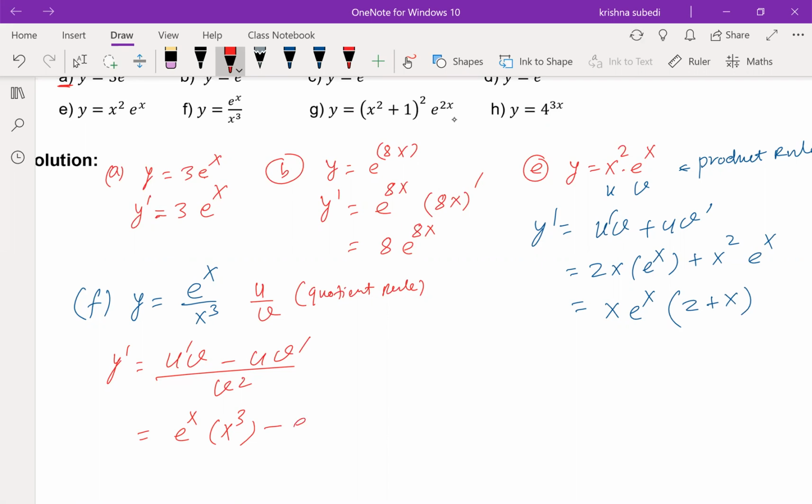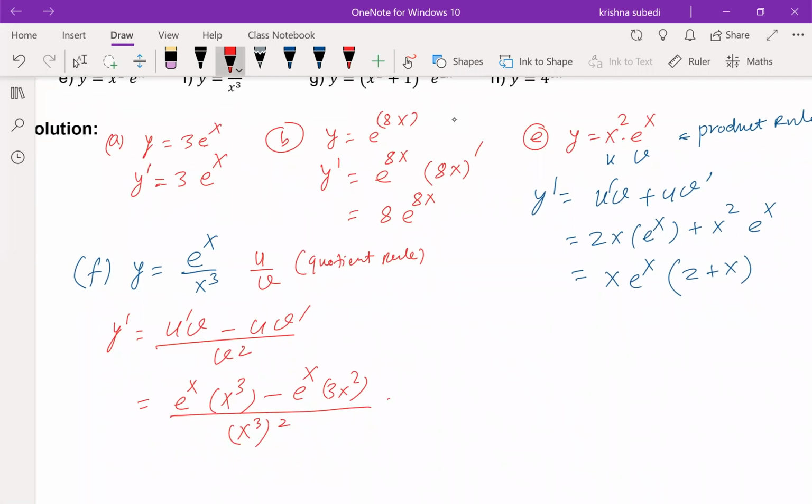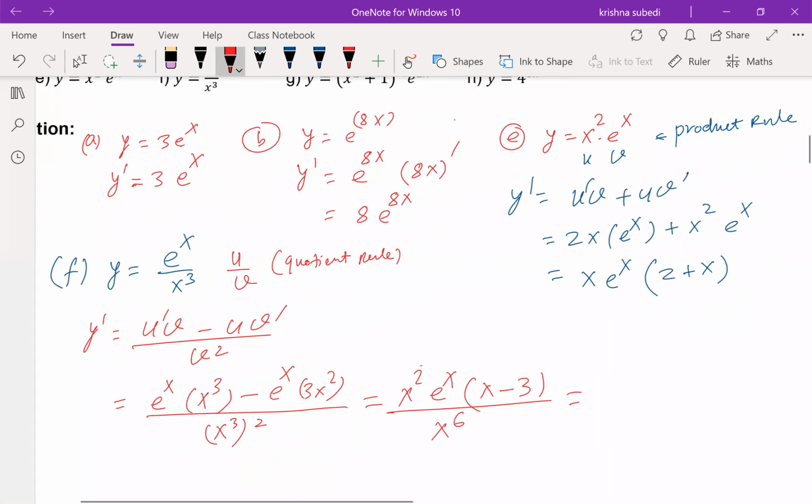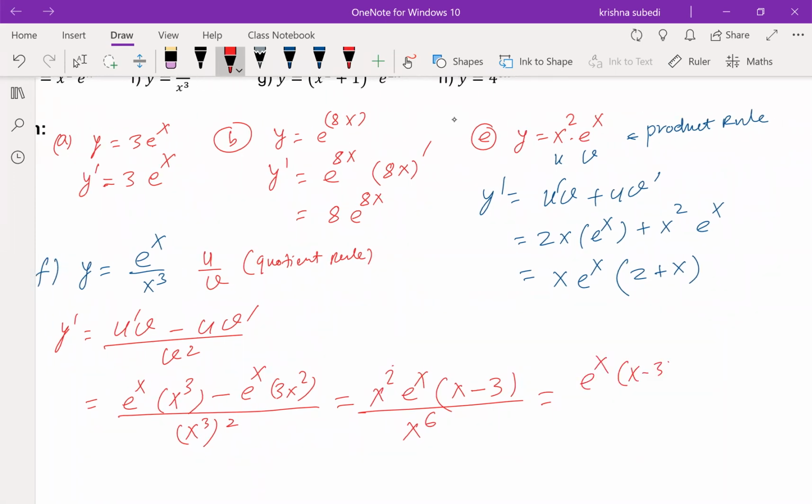minus copy u, which is e to the x, times the derivative of the bottom, which is 3x squared, over v squared, which is x cubed squared. So that's going to give me, you can take e to the x and x squared common in the top if you like. So the remaining is x minus 3 divided by x to the power 6. If you want to simplify further, you're going to get e to the x, x minus 3 over x to the power 4.